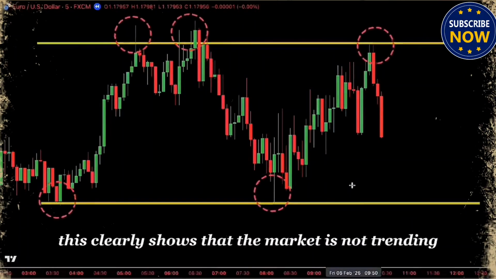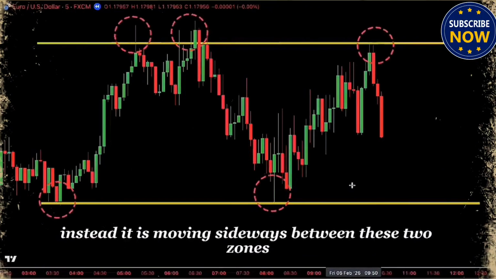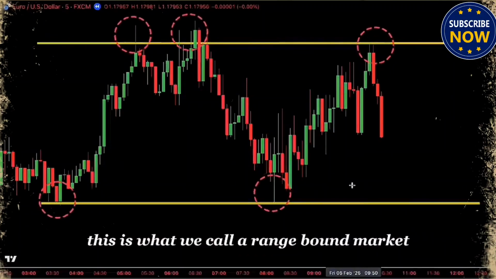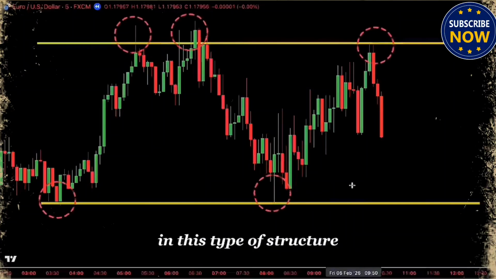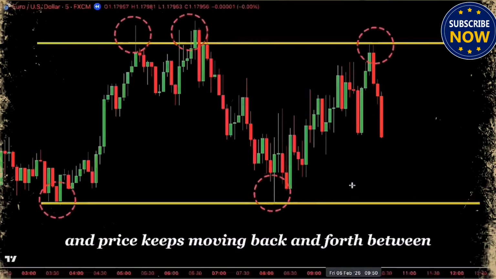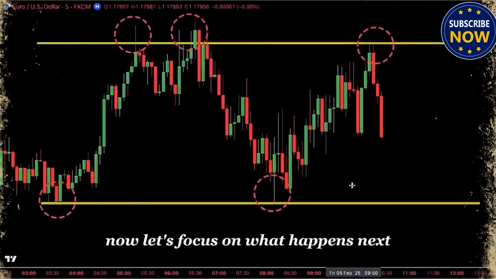This clearly shows that the market is not trending. Instead, it is moving sideways between these two zones. This is what we call a range-bound market. In this type of structure, buyers and sellers are balanced and price keeps moving back and forth between support and resistance. Now let's focus on what happens next.